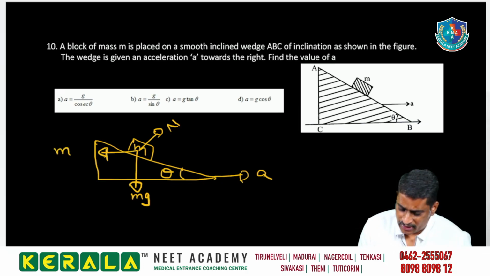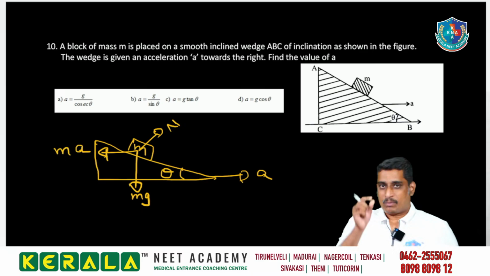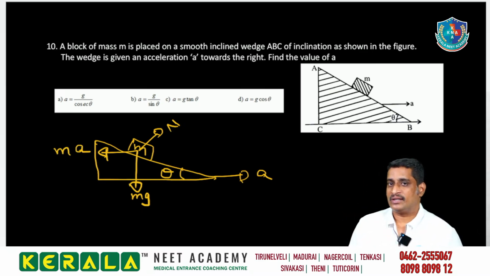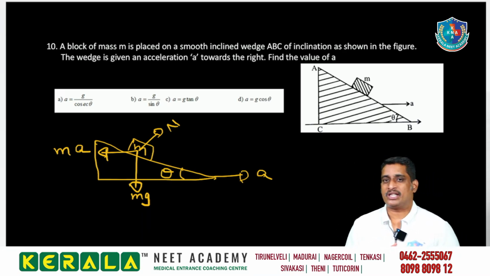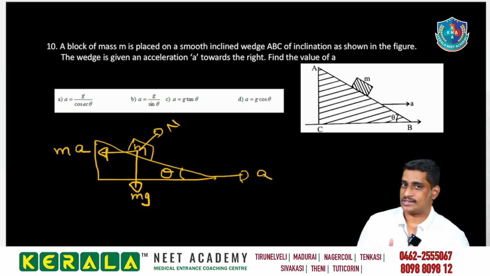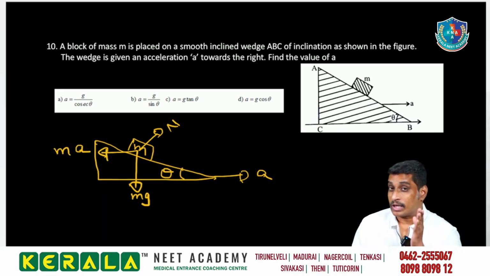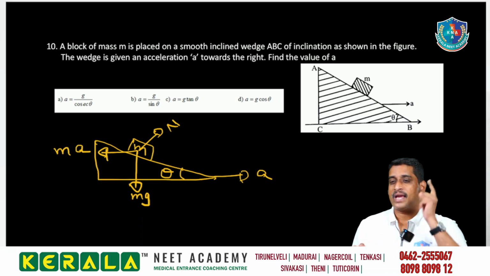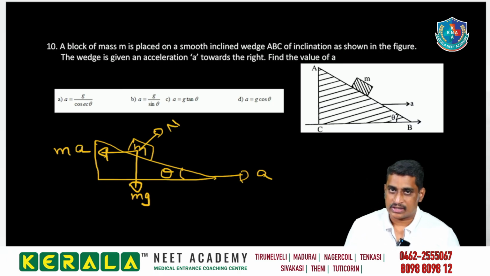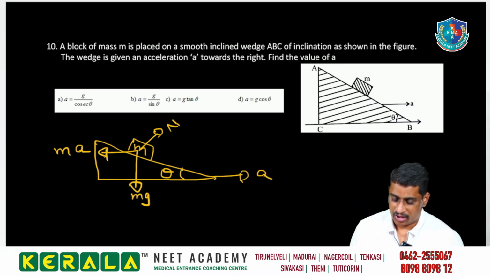Pseudo force will be given by the equation ma, mass of the block into magnitude of acceleration of that non-inertial frame of reference. Here that non-inertial frame of reference is nothing but wedge frame of reference. Wedge is accelerating along positive x-axis. Therefore, pseudo force acting over the block will be along negative x-axis. Pseudo force acting over a body is always in a direction opposite to acceleration of frame of reference. So totally in this example, three forces are acting over the block.